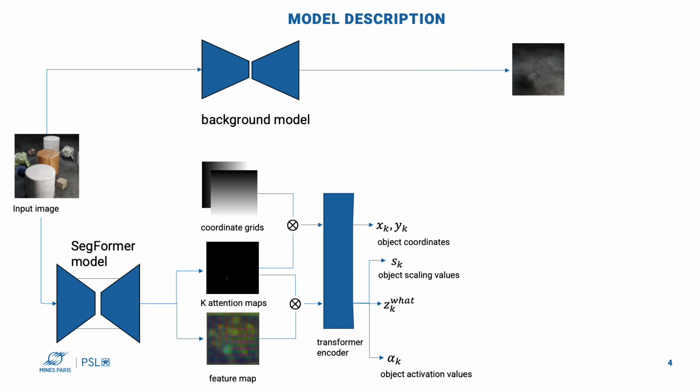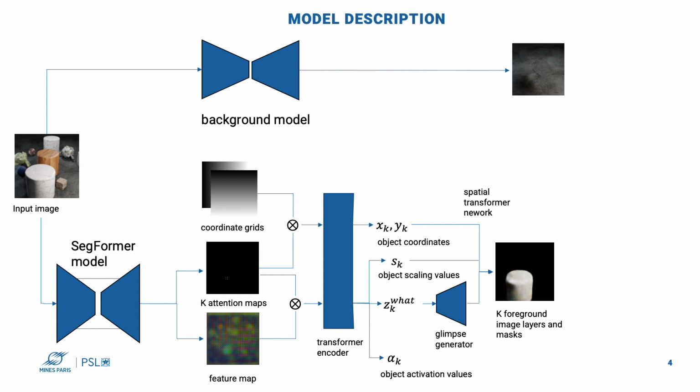In order to decode these latent codes, we first use a convolutional glimpse generator to decode the appearance vector and get a normalized image and a mask of the object. We then use a spatial transformer network to scale and translate this glimpse at the right place in the scene. We then get k image layers for the foreground objects and one image layer for the background.